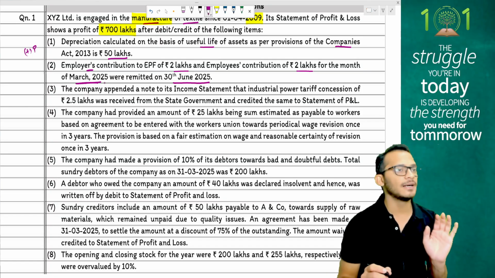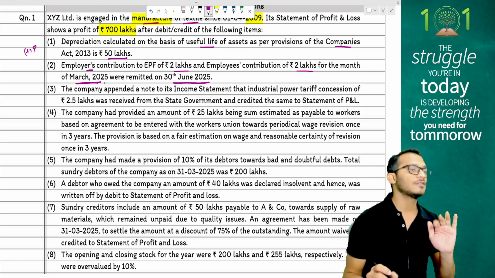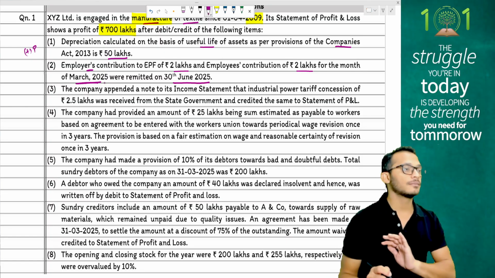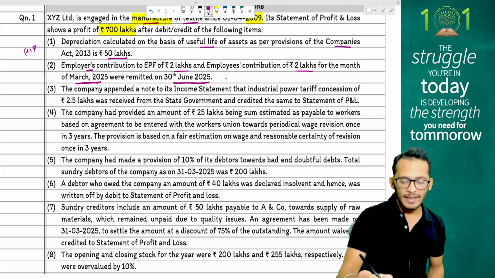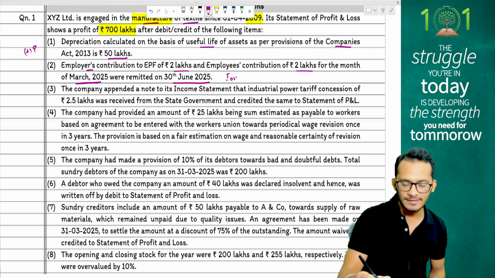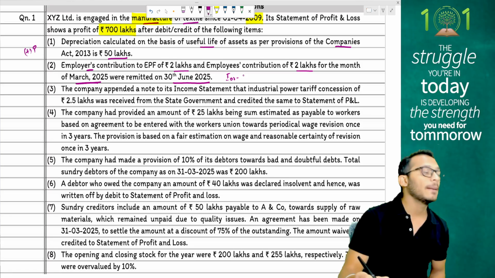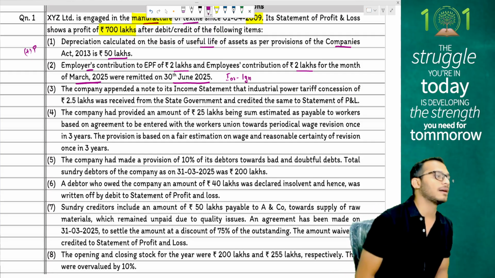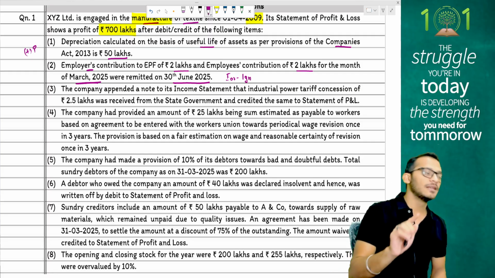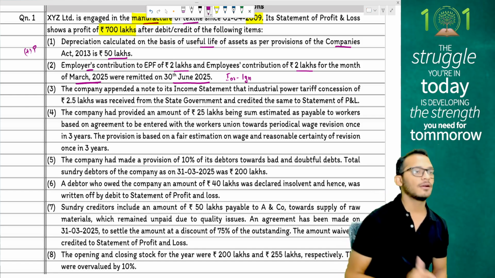The expense showing in P&L is correct. It is already there in the P&L. I don't have to do anything, which means the employer's contribution gets ignored. Agreed? No. People, it's already there in the P&L. It should be there in the P&L. Therefore, I am ignoring it.